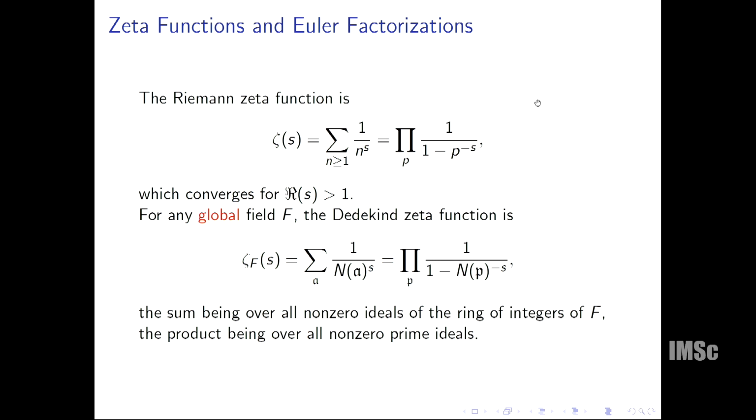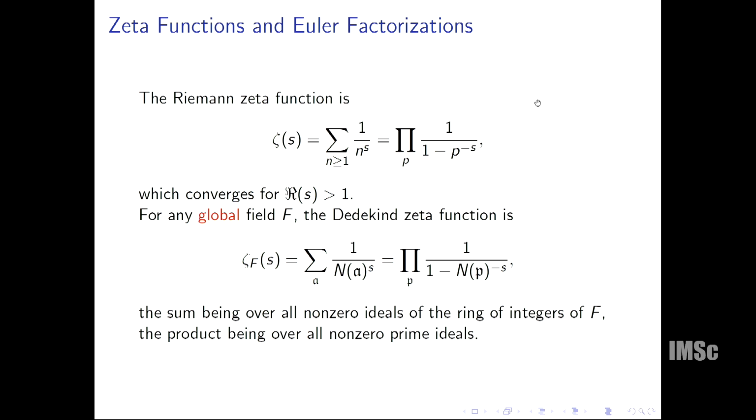Now I'm going to introduce something called a global field. I'll come back to that in a minute. You can think of maybe the rational numbers. If you have the rational numbers, there's a thing called the Dedekind zeta function, and this somehow captures some information about this field. When you take this to be the field of rational numbers, this is just going to be the Riemann zeta function. But there are other fields that number theorists are interested in, such as the field of Gaussian numbers. You just take numbers of the form a plus ib where a and b are rational numbers.